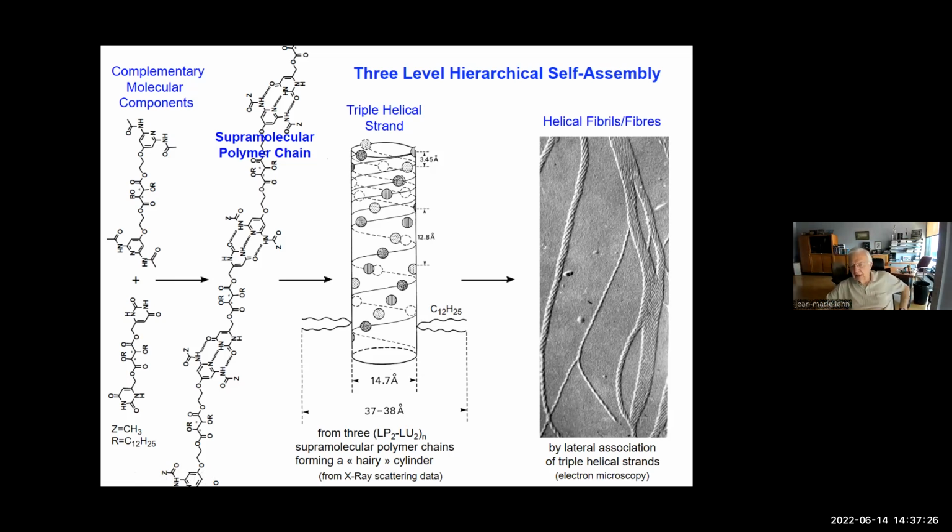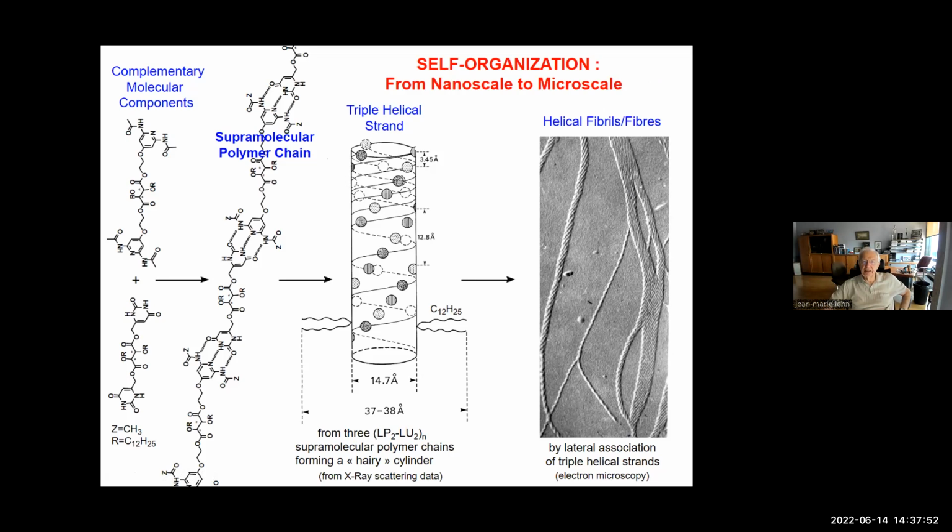And you can see immediately that if this is about 40 angstroms, these fibers are very long. They're really nice supramolecular polymeric fibers. These are also, you note, three levels of hierarchical self-assembly. It's a sequence of self-assembly, and therefore there's a sort of self-organization process which leads from the nanoscale to the microscale. Now, I mentioned that we proposed this concept of supramolecular polymers in 1990.